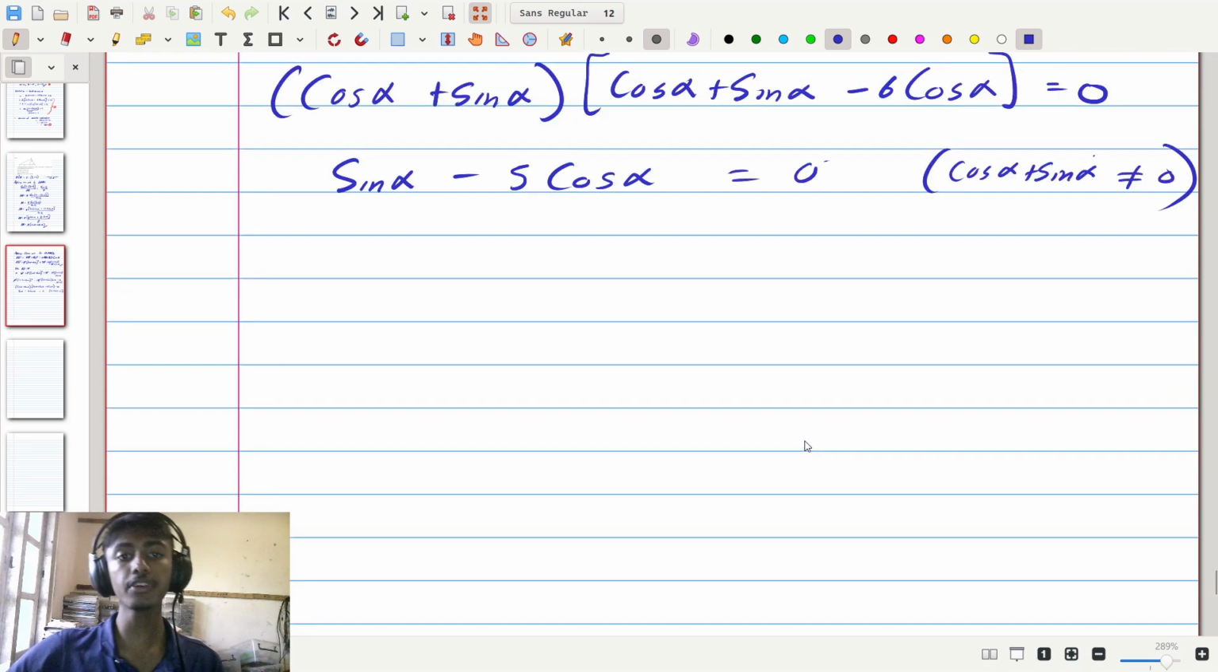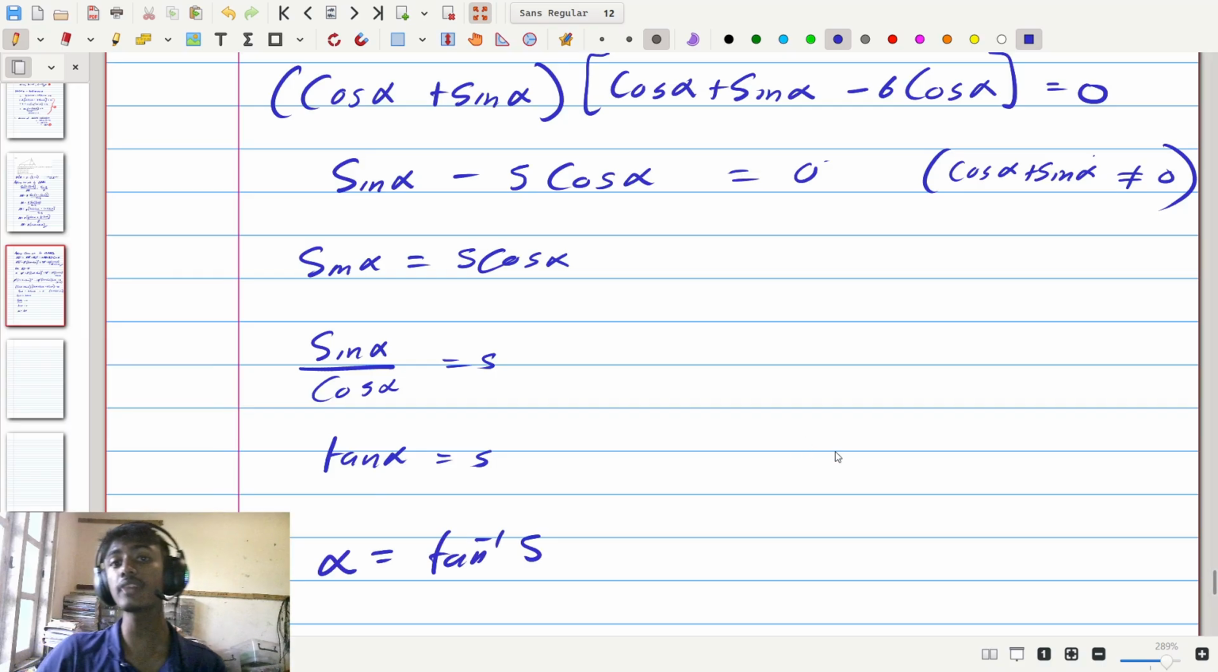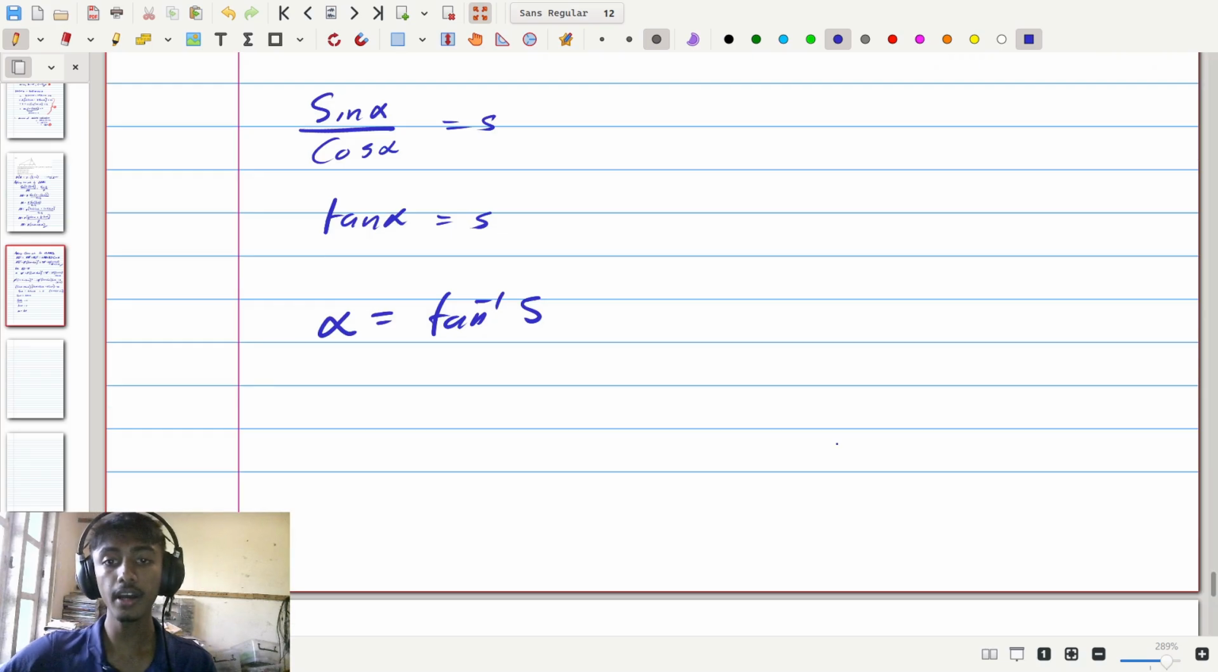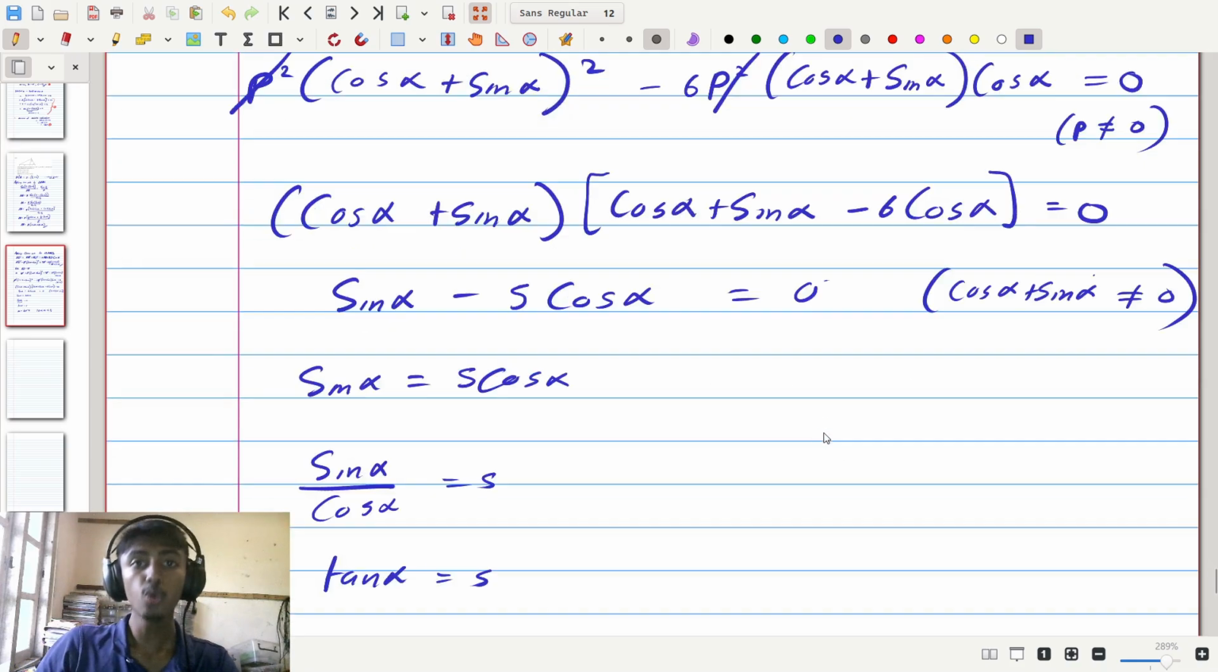Now given this, if we rearrange, we get sine of alpha equal 5 cosine of alpha. Dividing both sides, we get sine alpha divided by cos alpha equals 5, tan alpha equals 5, and finally alpha equal tan inverse 5. And the reason we can say this is of course because alpha is in between 0 and pi by 2 radians. So because alpha is in between 0 and pi by 2 radians, if tan alpha equals 5, then alpha must be equal to tan inverse of 5. And with that, we are done with this question.